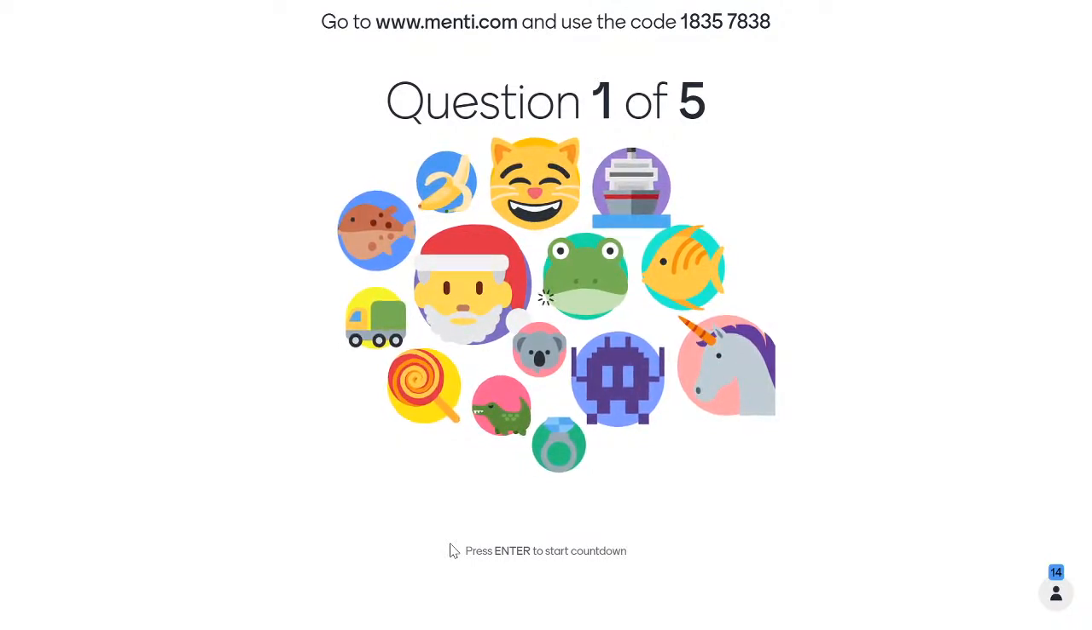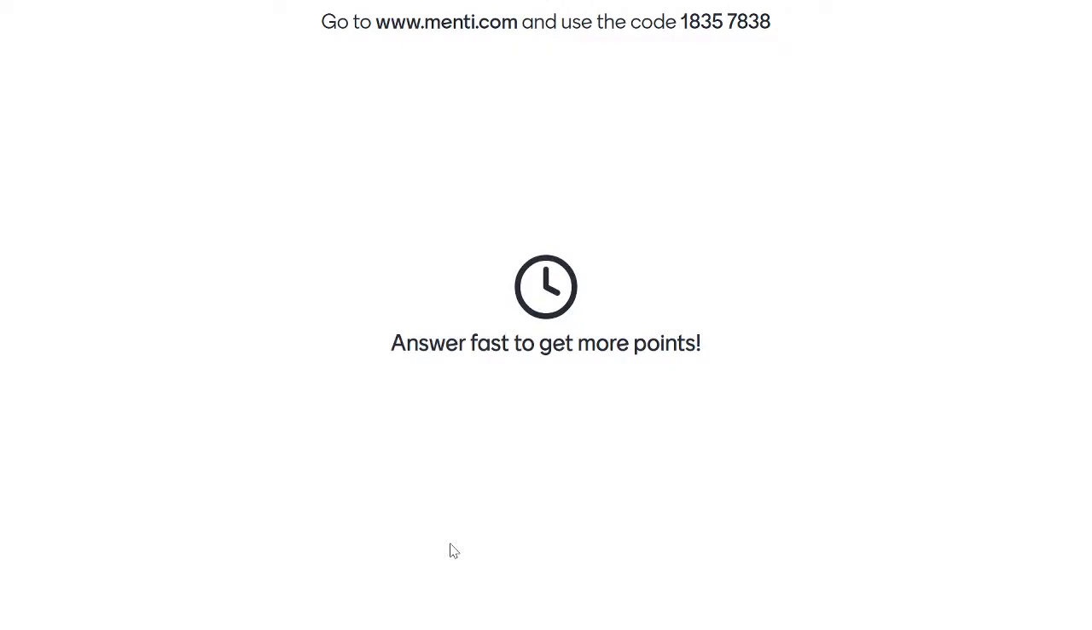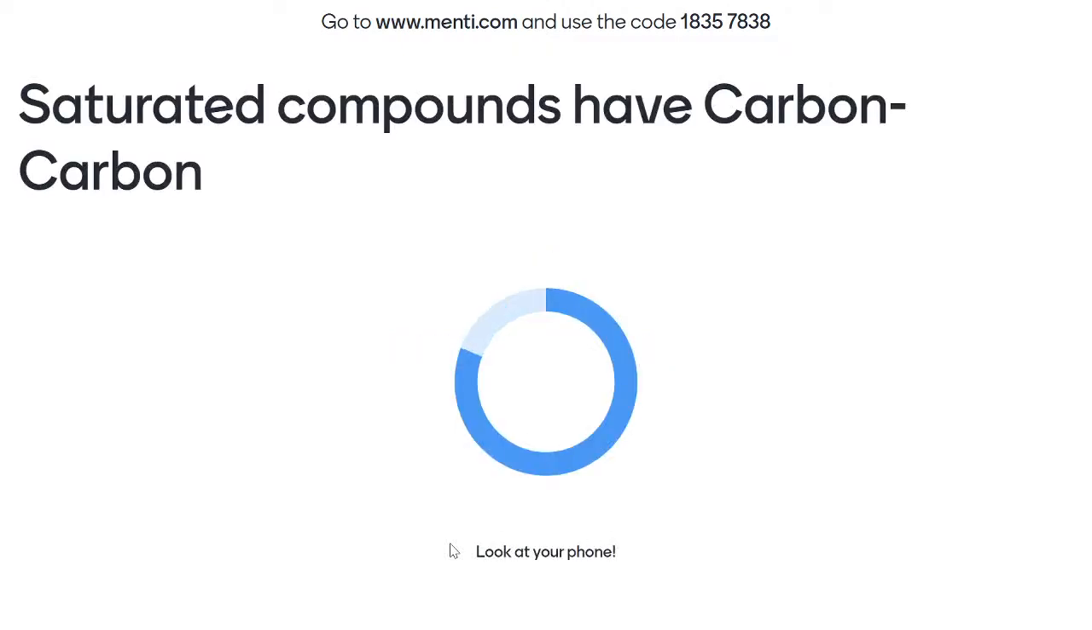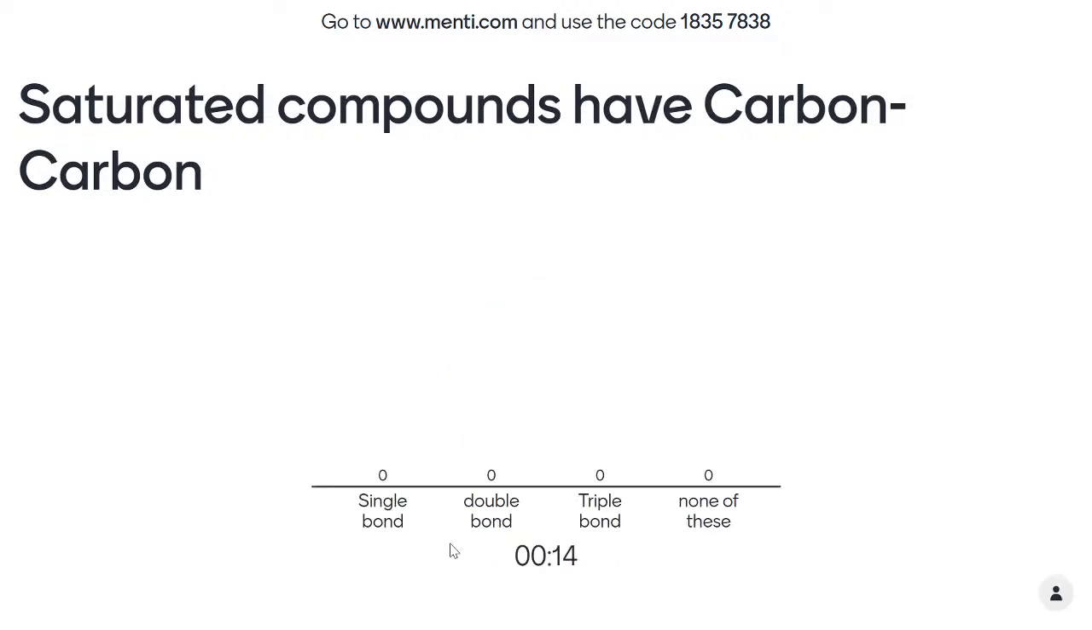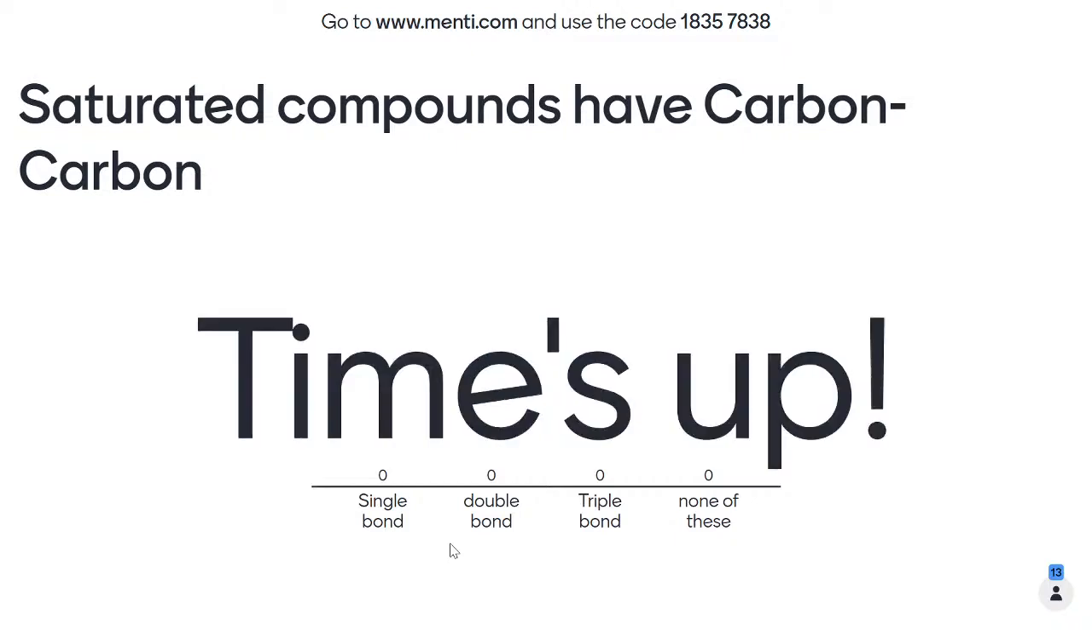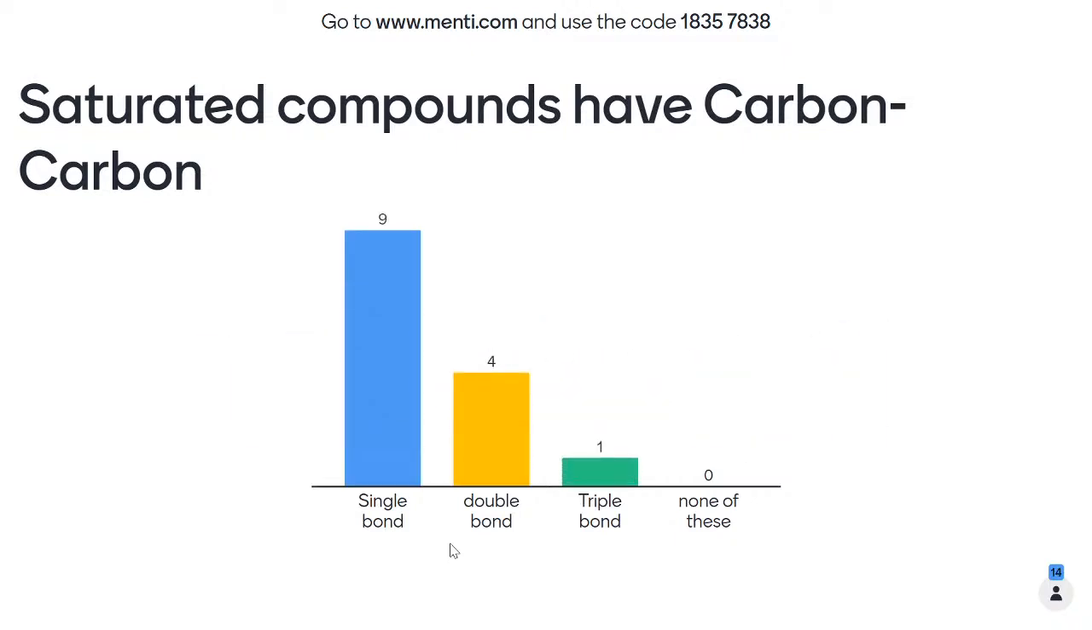All the very best. Here's your first question. Saturated compounds have carbon-carbon single bond, double bond, triple bond, none of these. You don't even need 15 seconds to answer this one. Come on everyone. Come on. Join everyone, and do not leave the Menti and the session, so that you will have all the points which will be carried, and once we are done with the learning part, we can come back to Menti again.